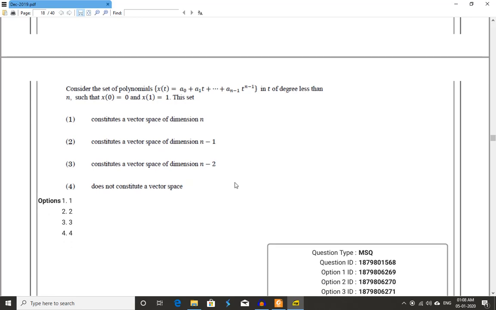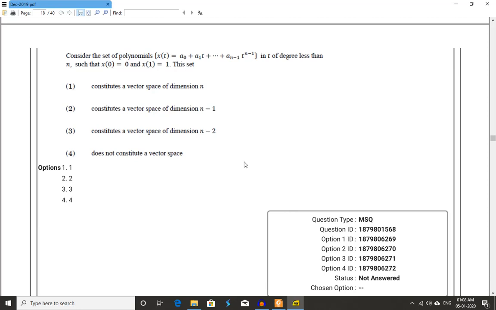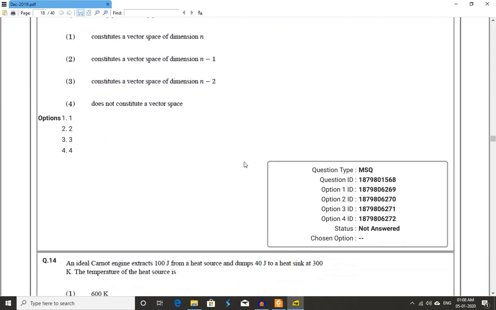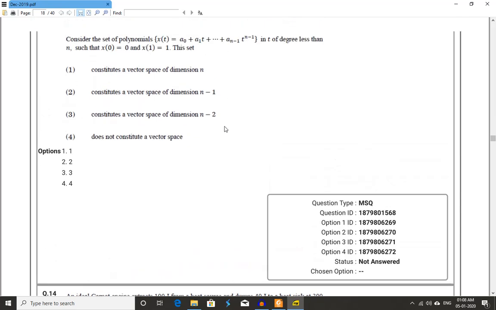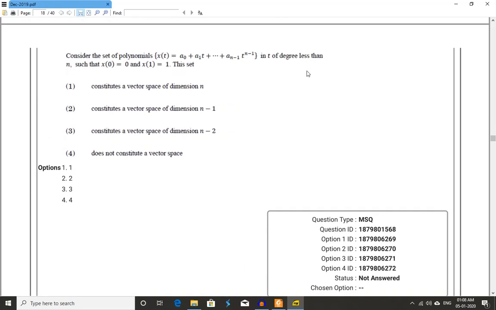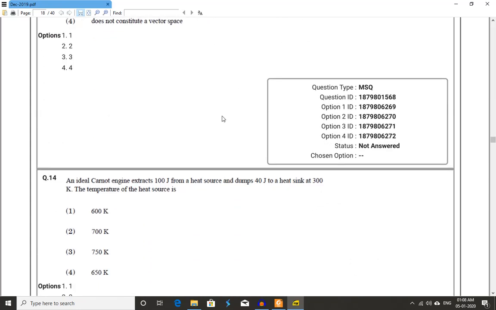You may get an option, and if you still face problems on vector space, let me know by commenting or message me or email me or post in the Facebook group. We will discuss, we will see what we could do with this type of question. So this is a little bit new type of question.